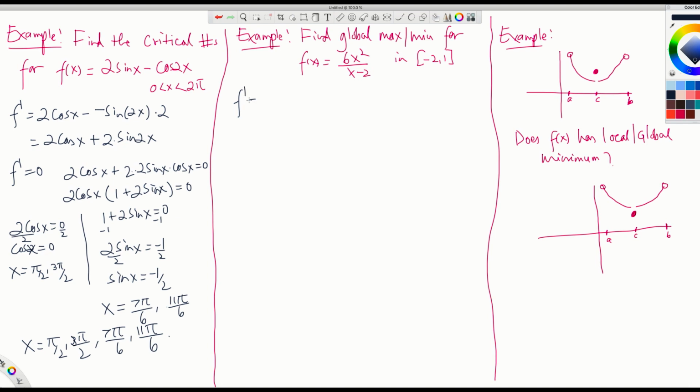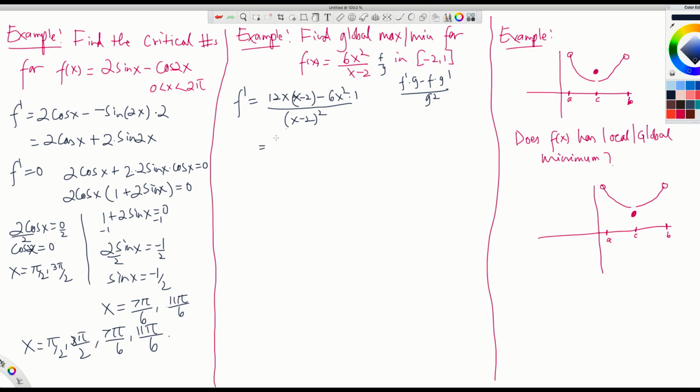So f prime, this is basically f over g form, right? Do you know the formula? It is f prime times g minus f times g prime over g square, right? So let's do that. F prime is 12x times g is x minus 2, and then minus f is 6x square times g prime is 1, right? This is the derivative of x minus 2 is just 1, divided by g square is x minus 2 square.